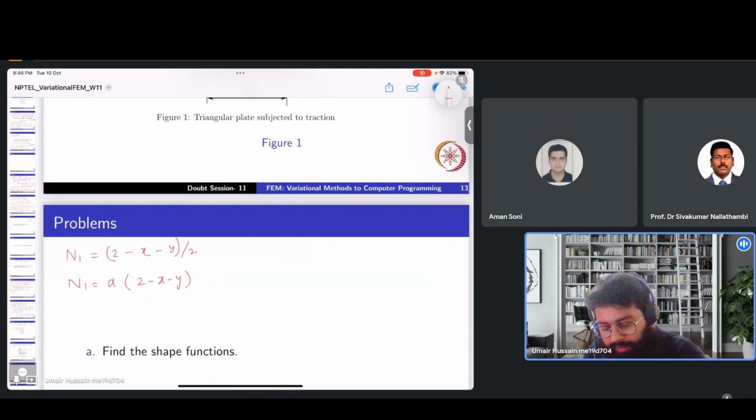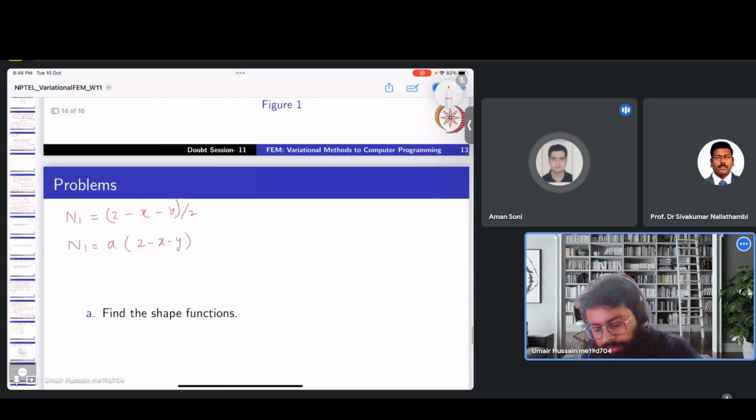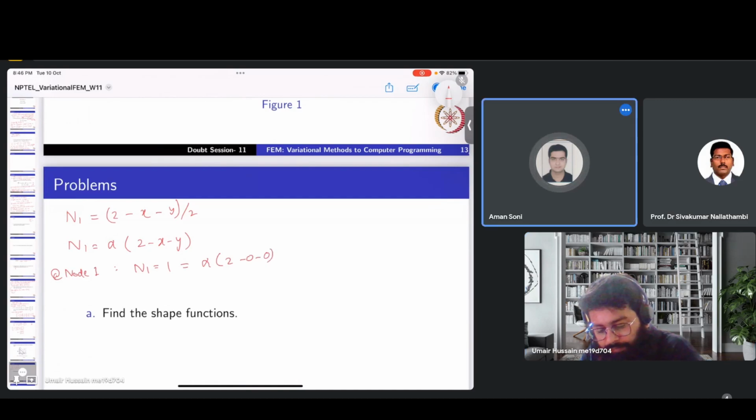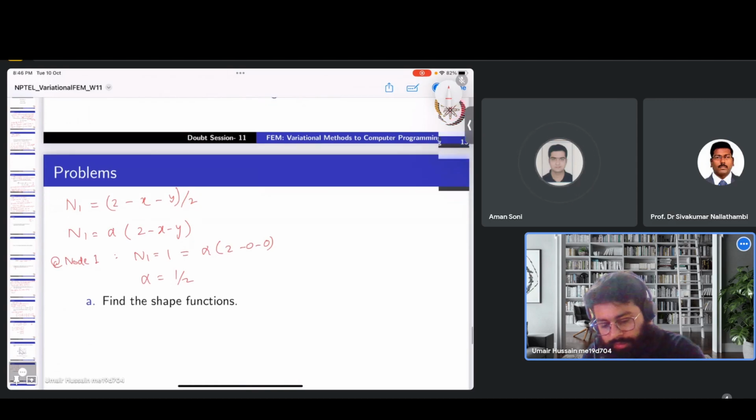And to find the value of alpha, we substitute the value at node 1, which is 0, 0. At node 1 we have N1 equals 1, which equals alpha times 2 minus 0 minus 0. So alpha equals half. So that is the correct answer. N1 equals half of 2 minus x minus y.